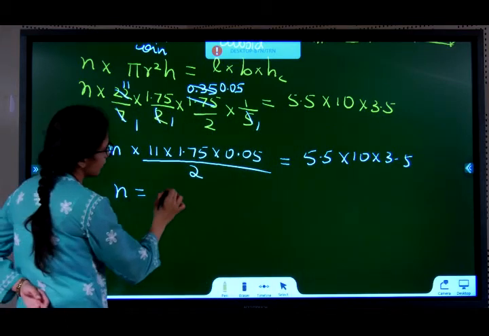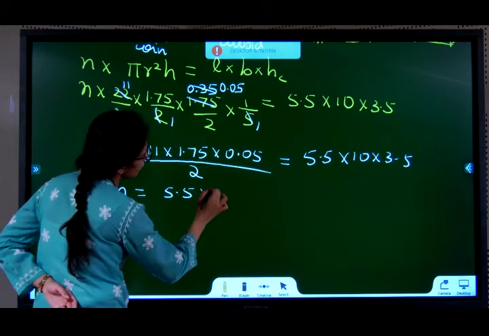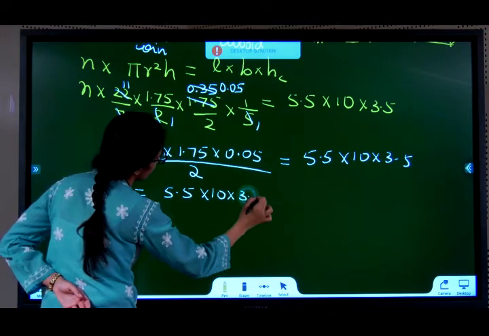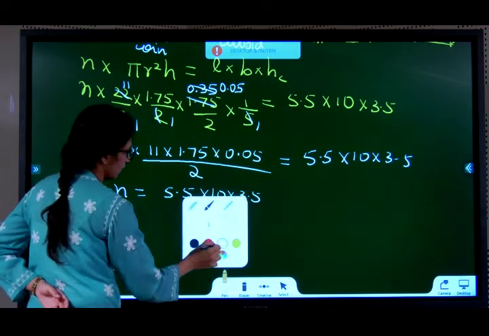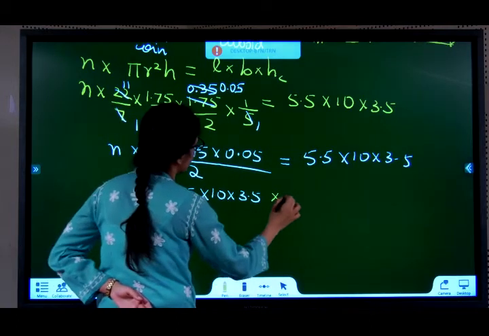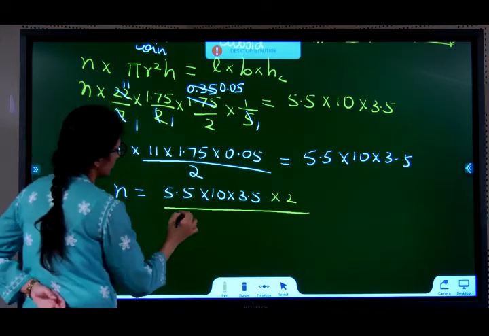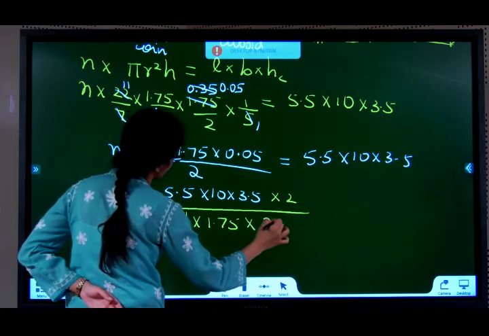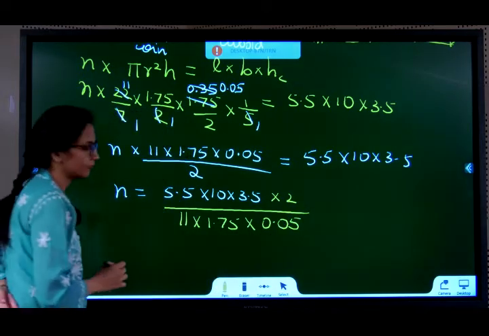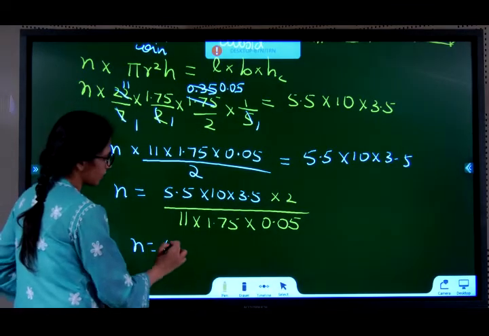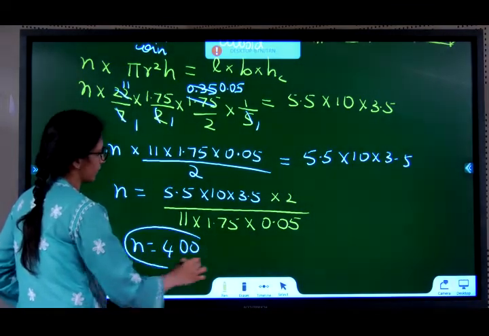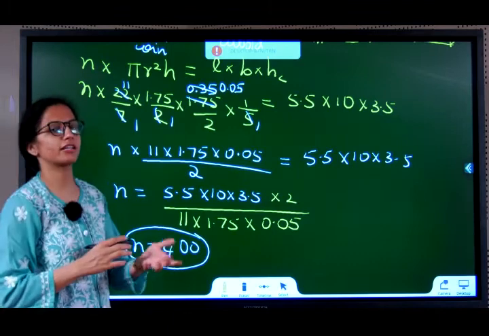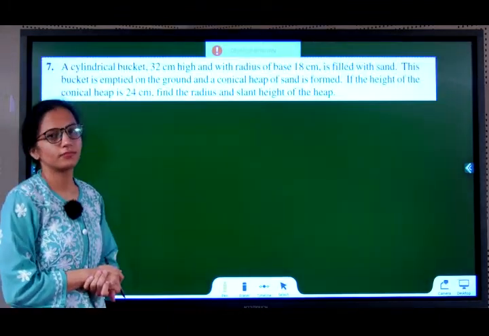N is equal to 5.5 into 10 into 3.5. Shift all this up and down. So 2 will go up, into 2 divided by 11 into 1.75 into 0.05. On solving this, you will get n is equal to 400. Therefore, 400 silver coins are required to form the cuboid.